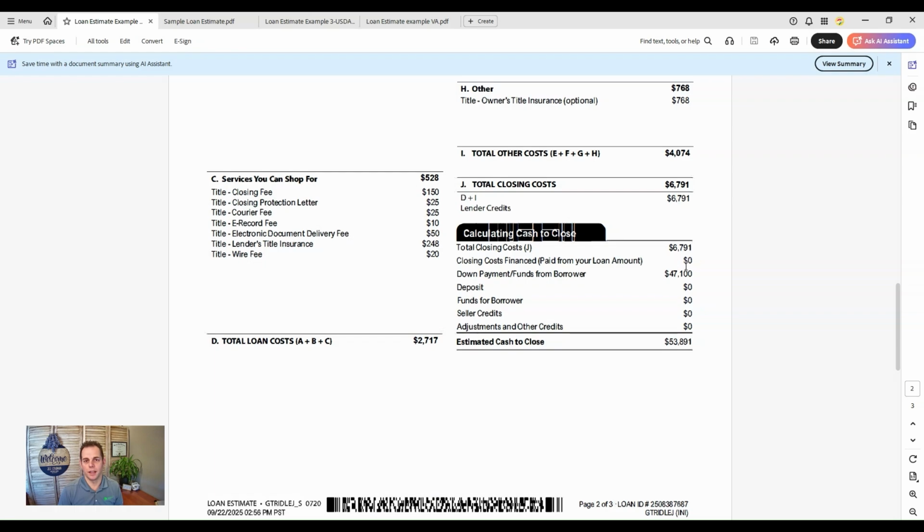We didn't finance anything in this, and you'll see some of the funding fees you'll get financed on the other ones. We have the $47,000 for the down payment from the borrower, which brings his cash to close at $53,891.